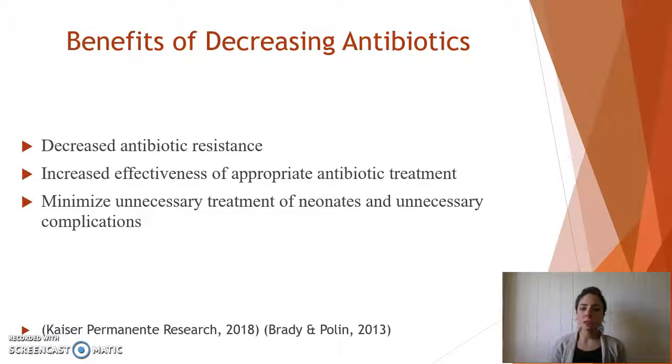So what are some benefits of decreasing antibiotics? We covered this a minute ago, but decreased antibiotic resistance, increased effectiveness of appropriate antibiotic treatment. So when you give antibiotics, you want them to work. If you give them when they're not needed, there's more chance of them becoming ineffective.